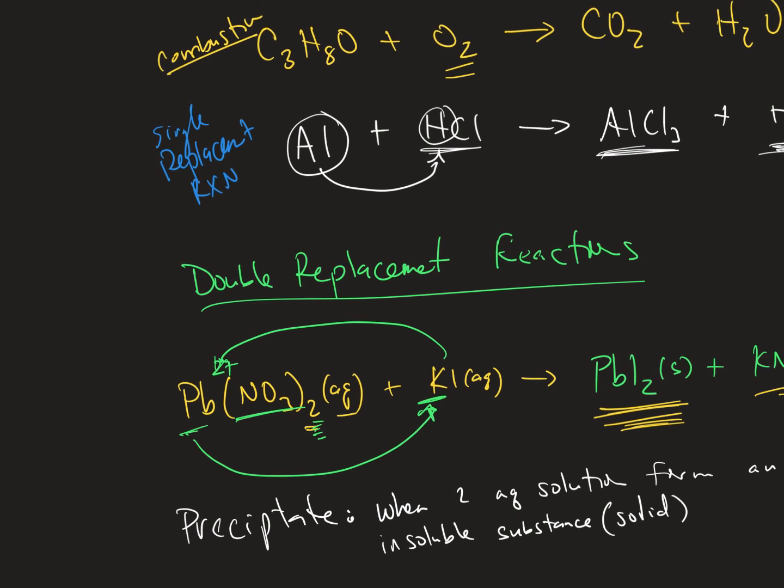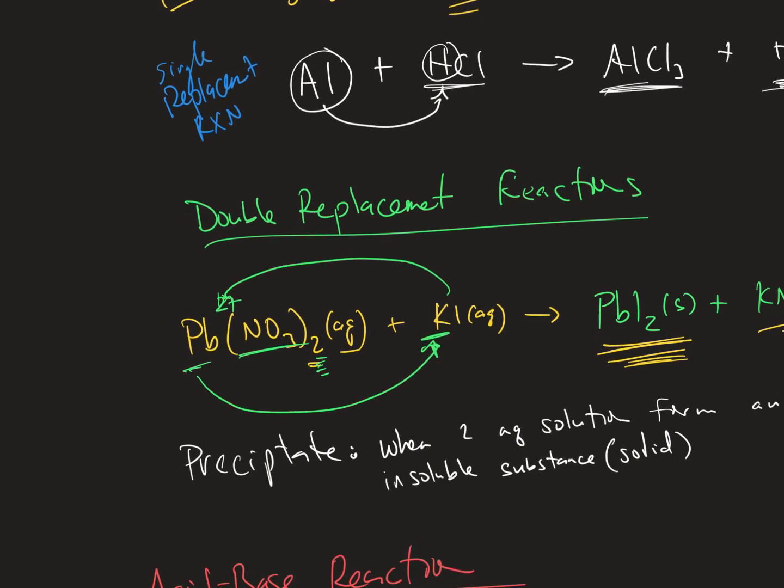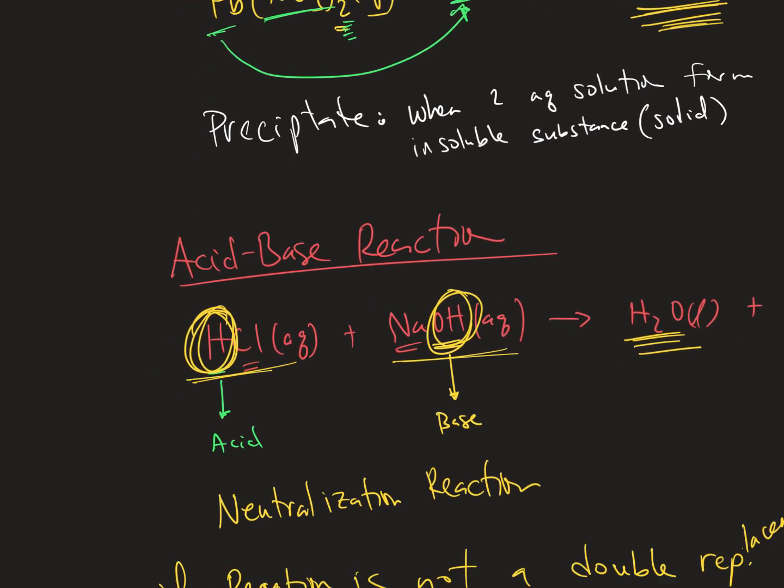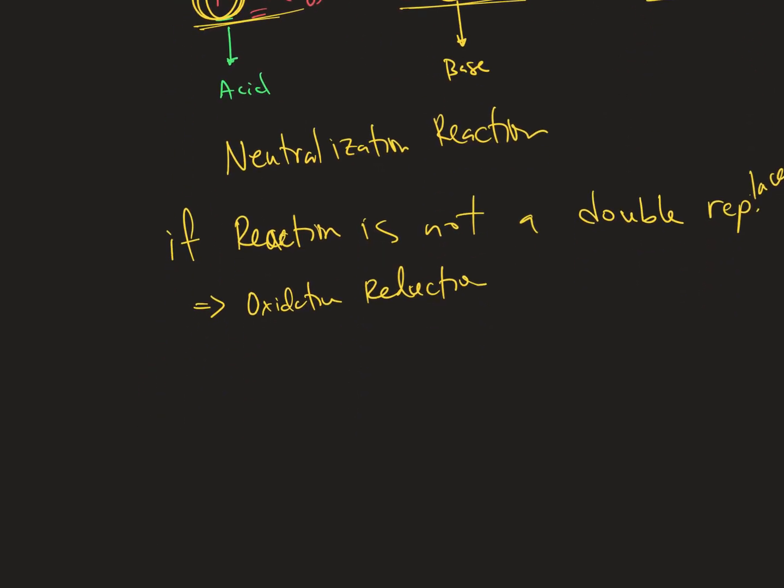If we have a double replacement reaction, we have two ionic compounds in aqueous solution, and they swap partners. And if we have a double replacement reaction, then it is definitely not redox. Should I prove it to you? Maybe that will make more sense. An oxidation reduction reaction is when we have a transfer of what? Electrons.